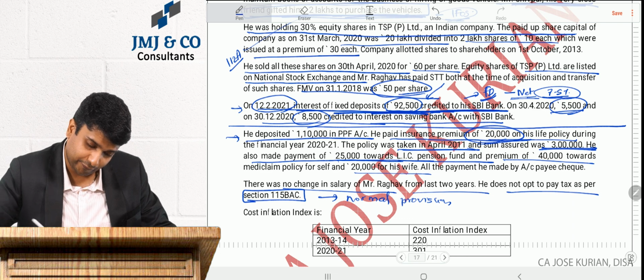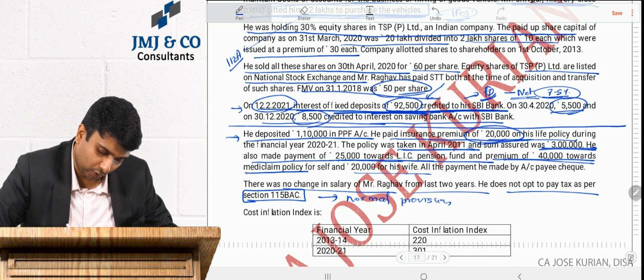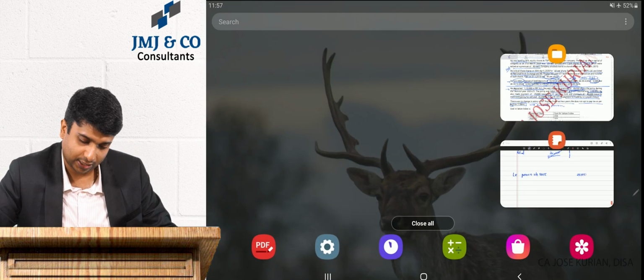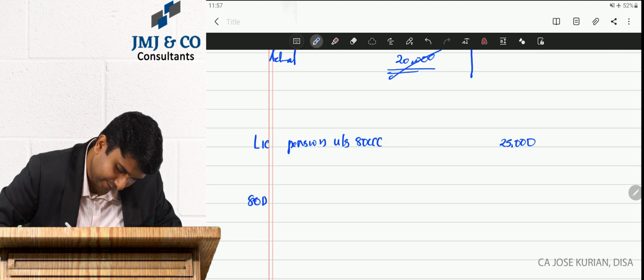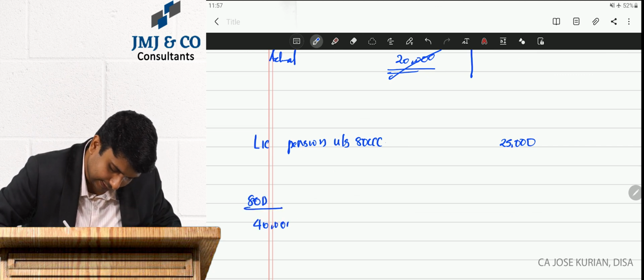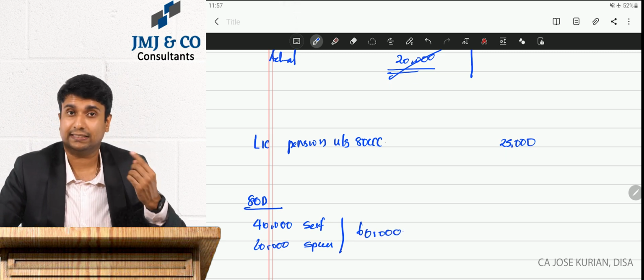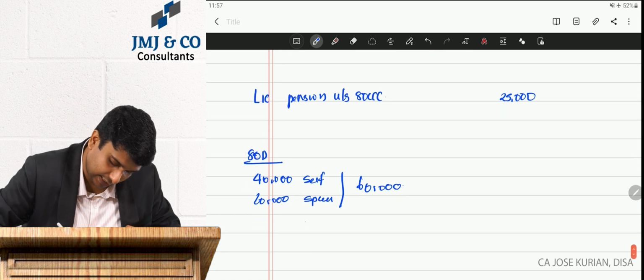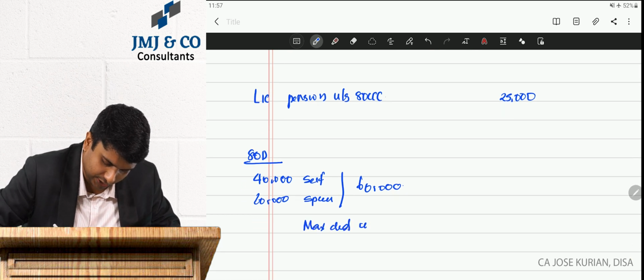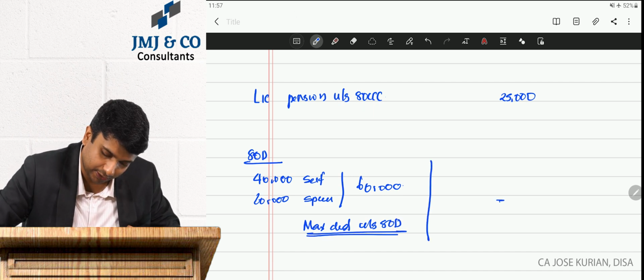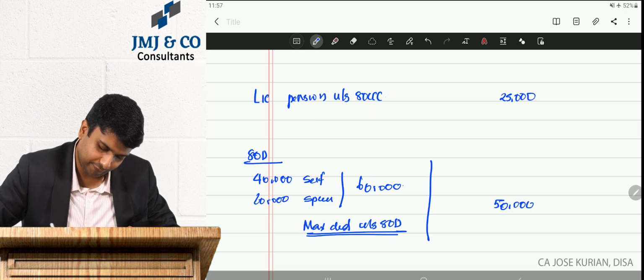Now it says 40,000 towards premium of Mediclaim policy for self and 20,000 for his wife, and all the payments are made by account payee cheque. So 40,000 for self, that is 80D, and 20,000 for spouse. That means for family he has actually paid 60,000. In this question it very clearly states that he is a senior citizen, so the maximum deduction under 80D for insurance premium paid for the family shall be 50,000. So it would be 50,000 here.